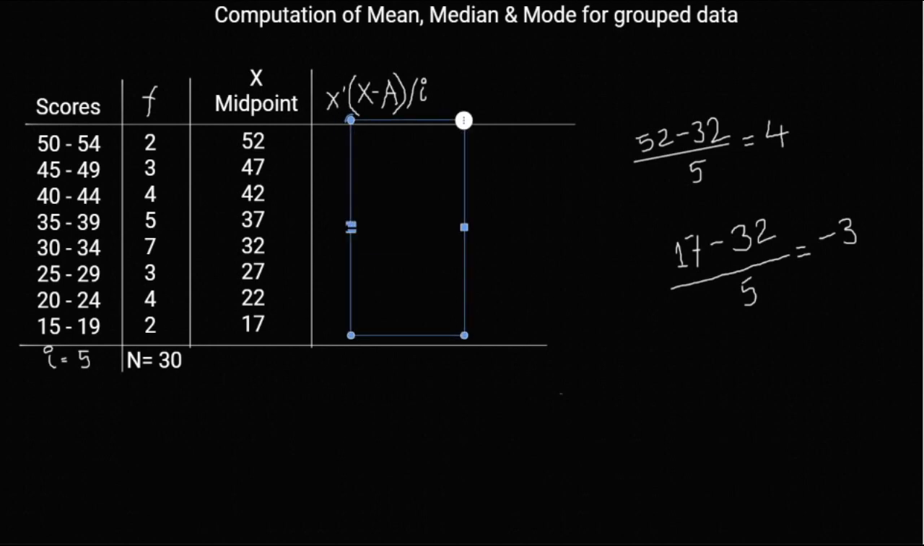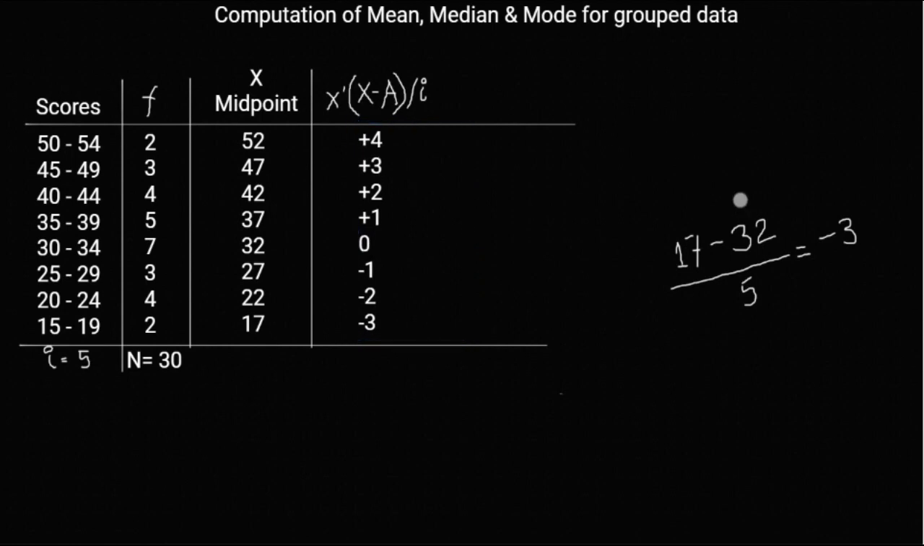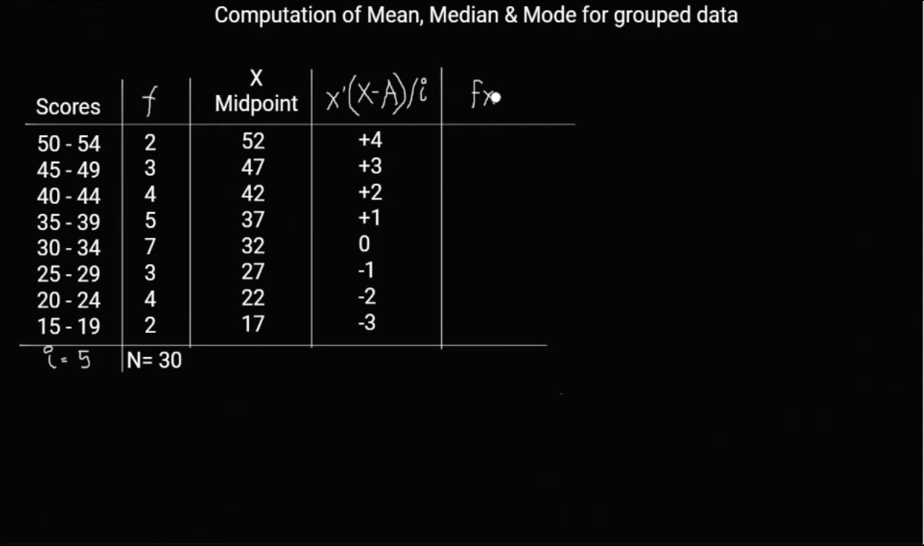Okay, but there is a simple process. At the highest frequency put 0, and going upward in the scores +1, +2, +3 and +4, and downward -1, -2 and -3. Then next we calculate fx dash, f into x dash. So +4 into 2 is 8, similarly 3 into 3 is 9, 8, 5, 0, -3, -8 and -6.